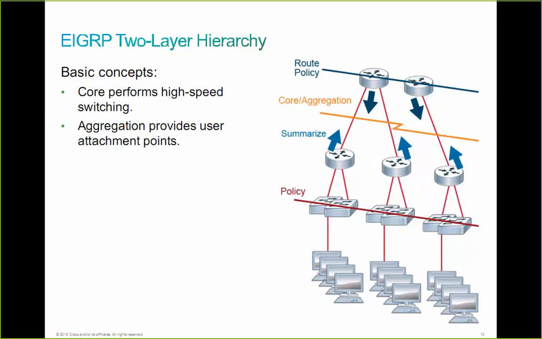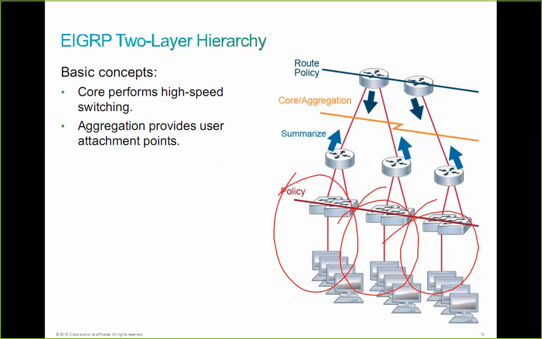In the case of this particular diagram, we can actually apply policies, and that's what this policy line is supposed to represent. Policies on how routes get advertised and so on. The aggregation layer provides all of the user attachment points, right? So in this particular case, you can see that summarization is being applied upstream to the core. So I'm taking a bunch of routes or whatever networks that exist down at the attachment point, and I'm summarizing those routes up to the core.